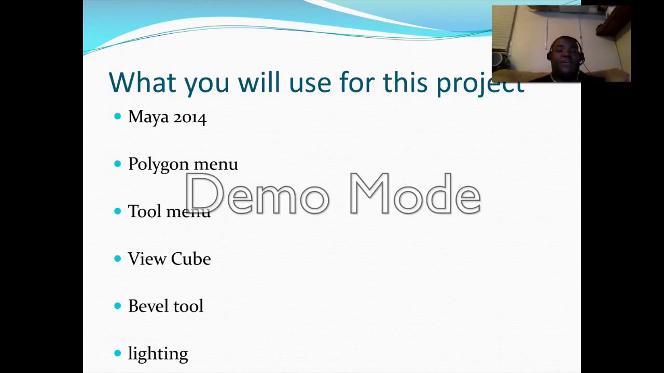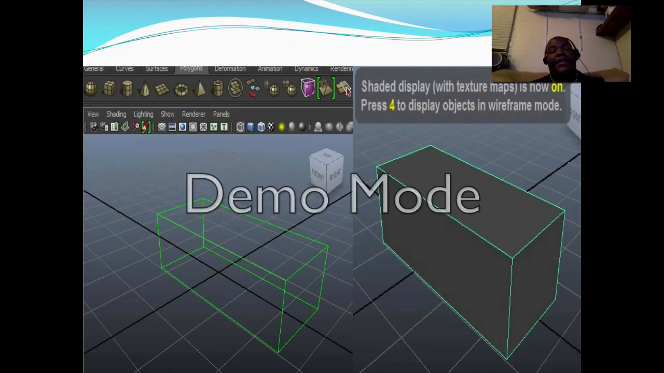So, after you go to your polygon menu, the first thing that you want to do is click on your polycube, which looks like a cube. And to create this shape, you want to click and drag it. After you do that, you want to press 6 to go into Shaded Display with Texture, so that when we get to adding textures, you'll automatically see what your texture looks like, and you can edit it.